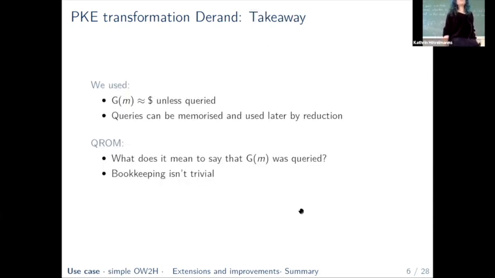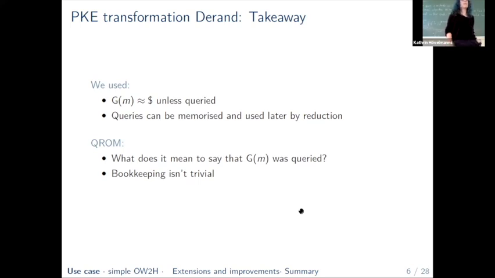Okay, now that we've seen the proof sketch, I will shortly discuss what the takeaway from this proof was. What we have used is that in the classical random oracle model, a particular oracle value is indistinguishable from random unless the random oracle was queried on the respective pre-image. And we also used that queries can be memorized by the reduction and then used later, for example, to form the output. And in the QROM, stuff becomes less trivial because we can't even say what it means that G of M was queried, because quantum random oracle queries are done in superposition.